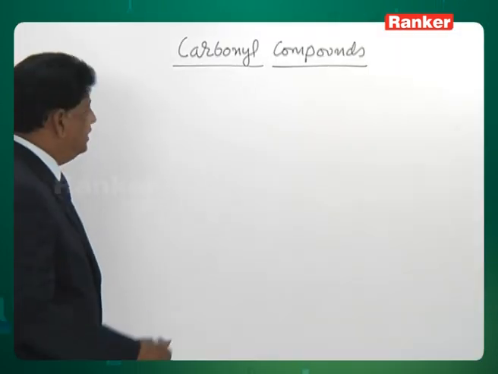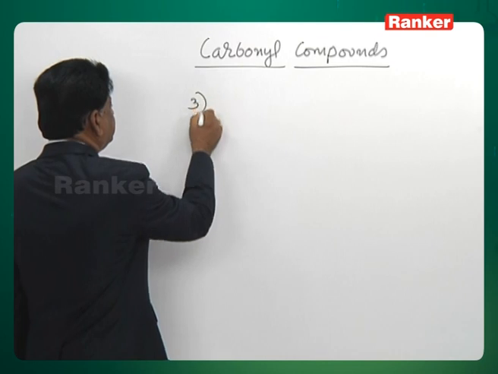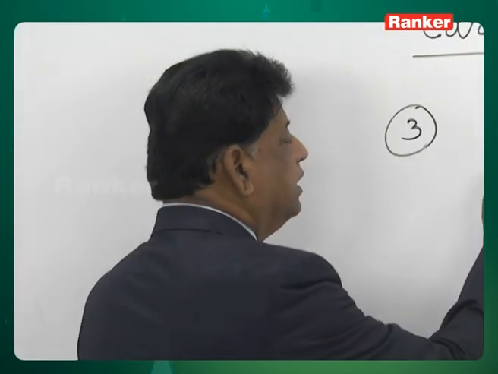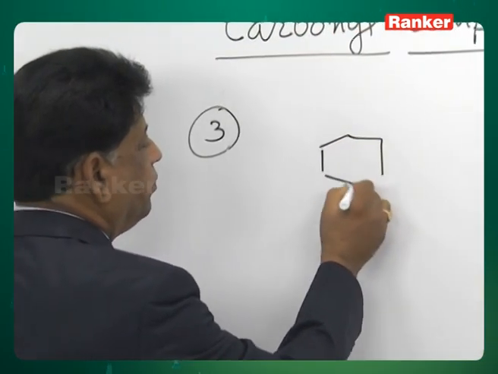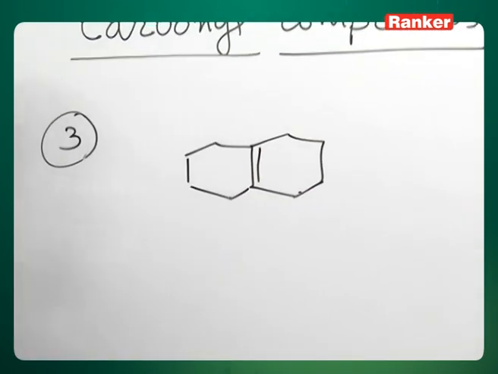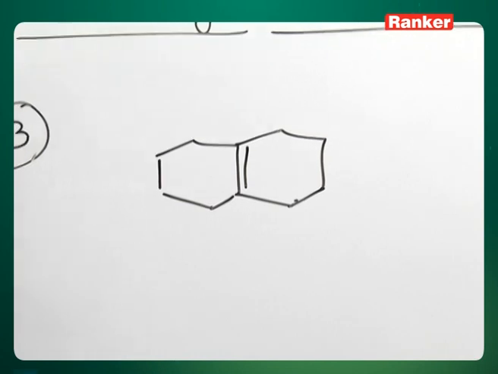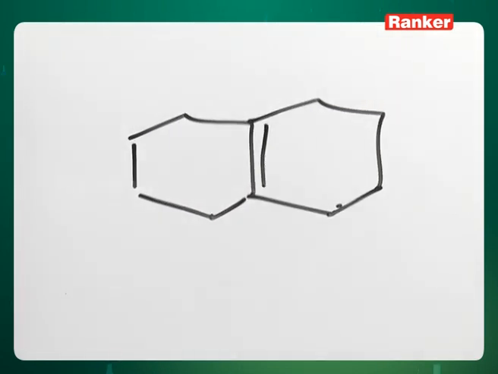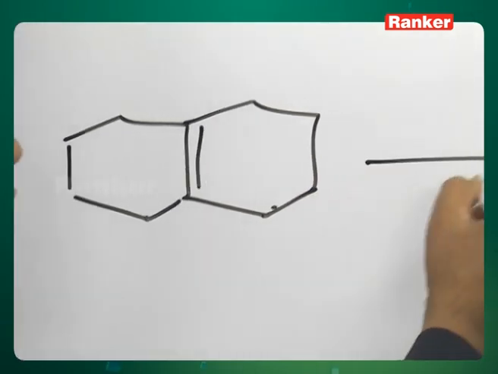So let's go to question number 3. In the scheme given below, the total number of intermolecular aldol condensation products formed from the compound Y is. It's a 2010 question. There is a double bond in the center of the 2 rings. Both are saturated rings, they are not aromatic, and treated with the ozonolysis reaction.